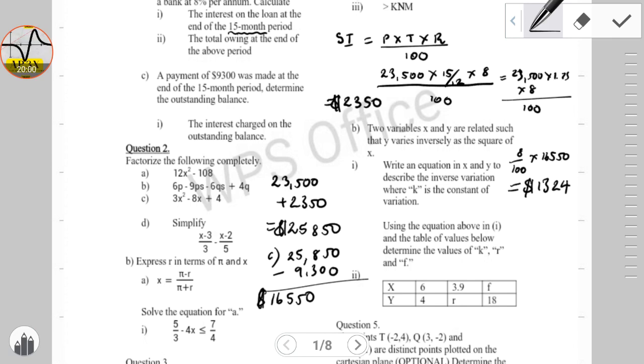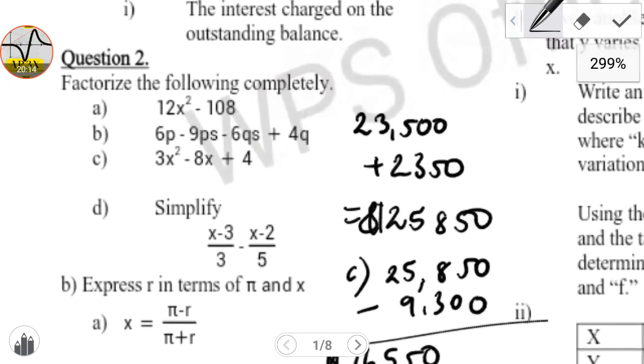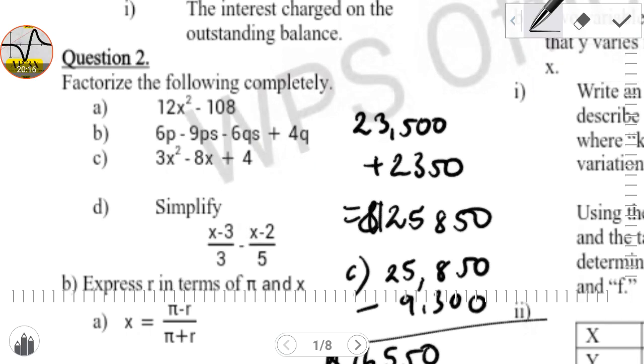Moving on then to question 2. I did take my time and went through question 1. Hopefully that was clear. Let's dive into the algebra part of this particular paper here. So now what we're looking at then is in fact 12x squared minus 108. Part B, 6p minus 9ps minus 6qs plus 4q, and the last one here is 3x squared minus 8x plus 4.